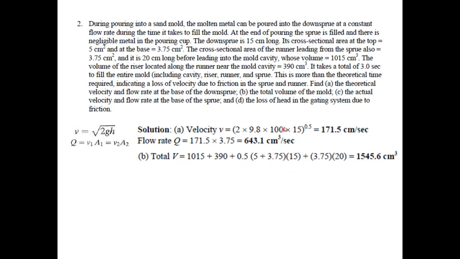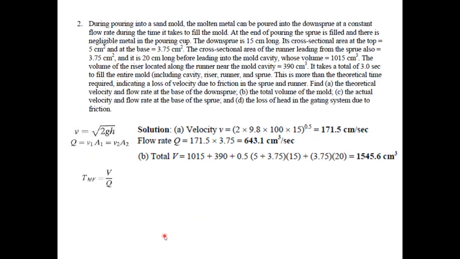Okay, in part C, it's asking us the actual velocity and flow rate at the base of the sprue. So the theoretical velocity and theoretical flow rate are already computed up here. This is theoretical velocity, theoretical flow rate. However, we are asked to compute the actual values of these two parameters. How do we do that? We've got to take into consideration the actual amount of time that is needed to fill in the mold.